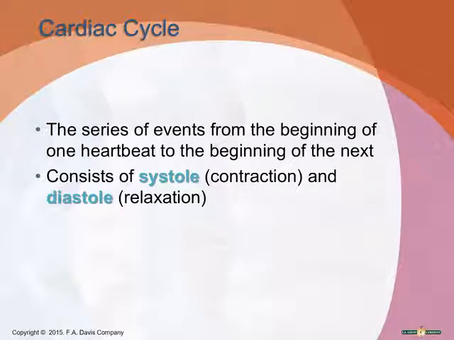A cardiac cycle is a series of events from the beginning of one heartbeat to the beginning of the next. So one entire heartbeat is a cardiac cycle. It consists of the contraction, which is also known as systole, and the relaxation of the heart, which is known as diastole. And I remember this because if you take the D from diastole and the R from relaxation, it makes DR, which is doctor.